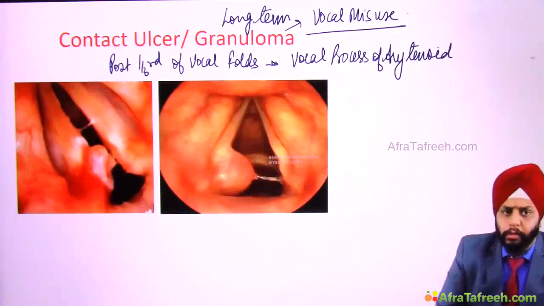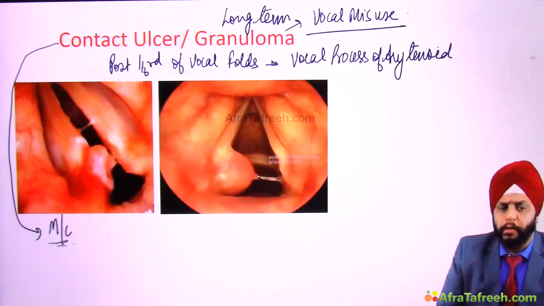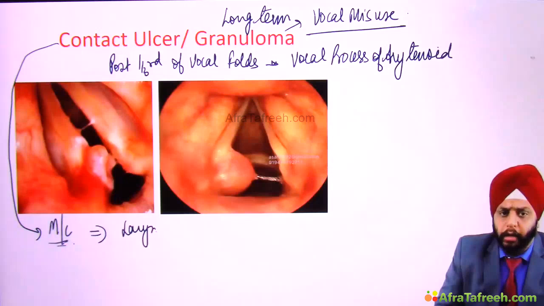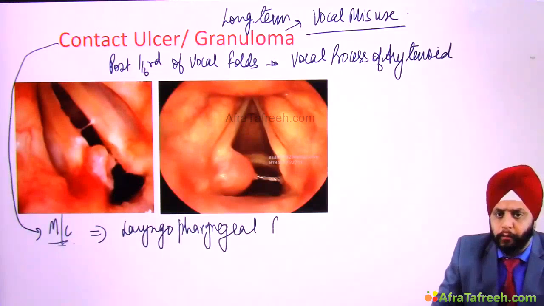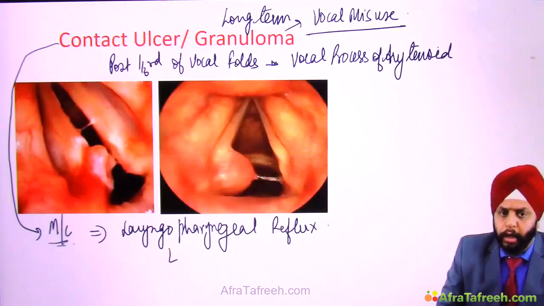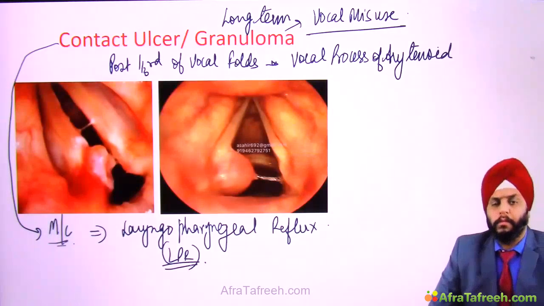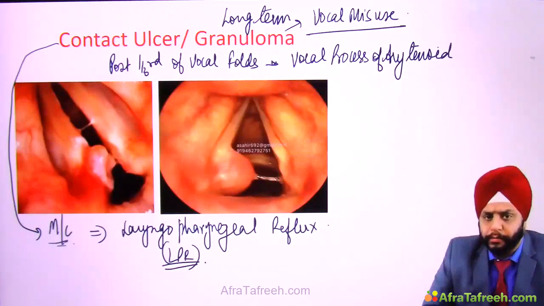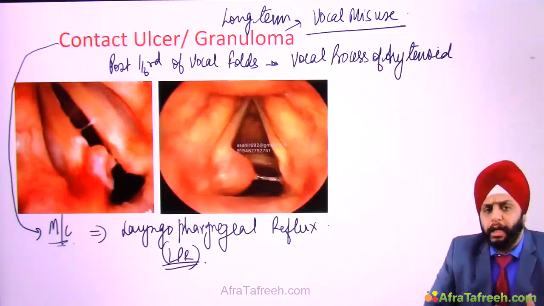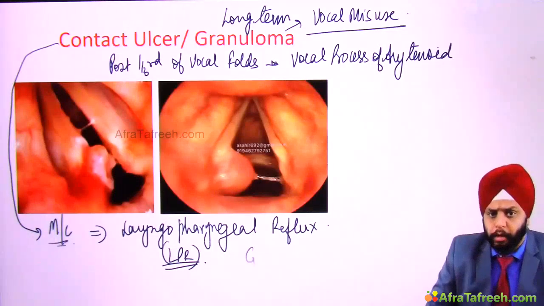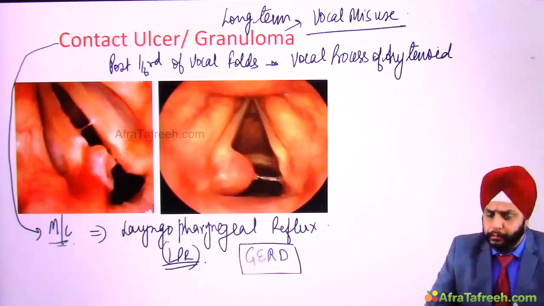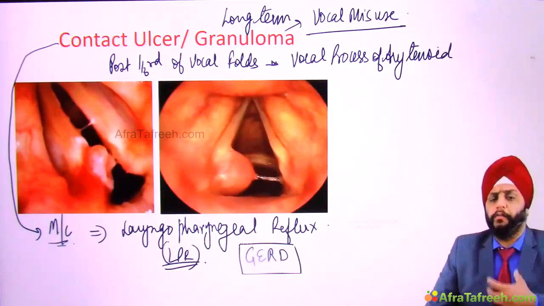Okay, but now the most common proven cause, which has now been proven, is laryngopharyngeal reflux. Okay, LPR. So what is this laryngopharyngeal reflux? Now you see, LPR, you all must have heard GERD, gastroesophageal reflux disease. Now we all know what is GERD. The acid comes into the esophagus, right? Okay, so from the stomach, the acid comes into the esophagus.